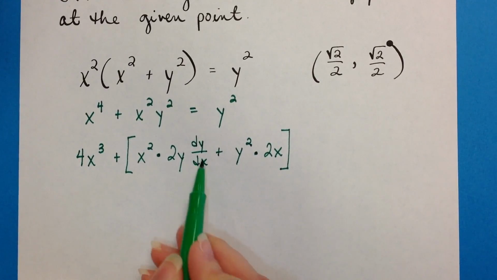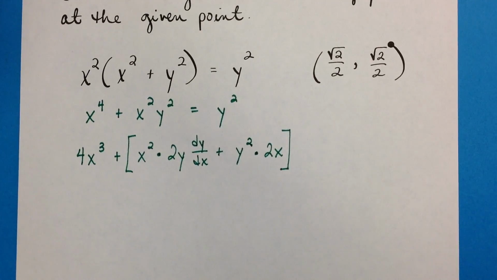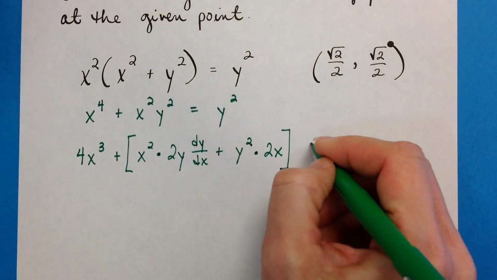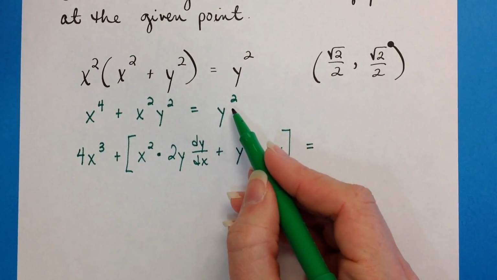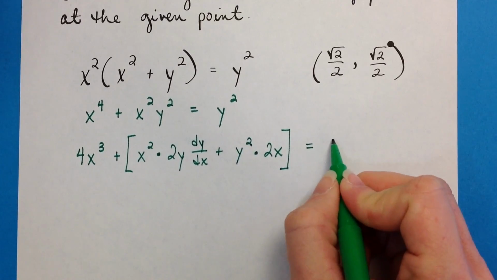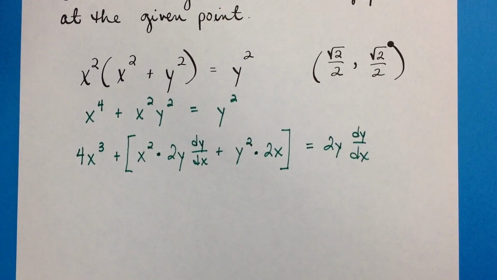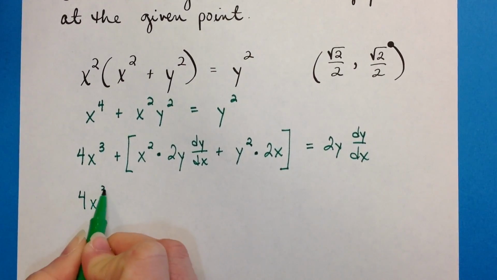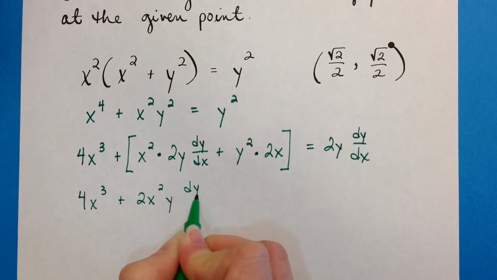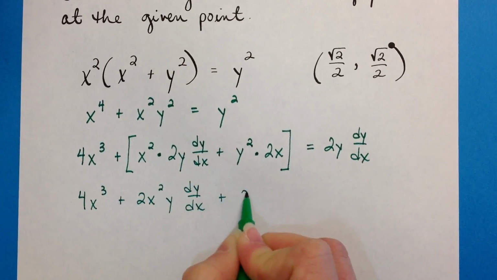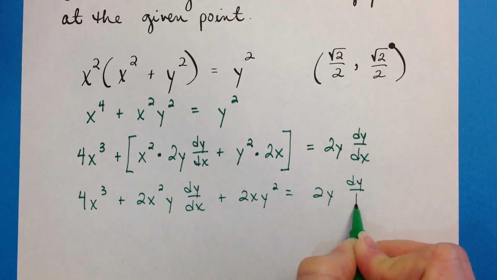So of course here's the only place I had to put the dy/dx, when I was taking the derivative of the second function because it was in terms of y. Okay, now on the other side, of course this is in terms of y, so you'd have to put your dy/dx on that as well. So you would have 2y dy/dx. Okay, so I've got 4x³ + 2x²y dy/dx + 2xy² = 2y dy/dx.